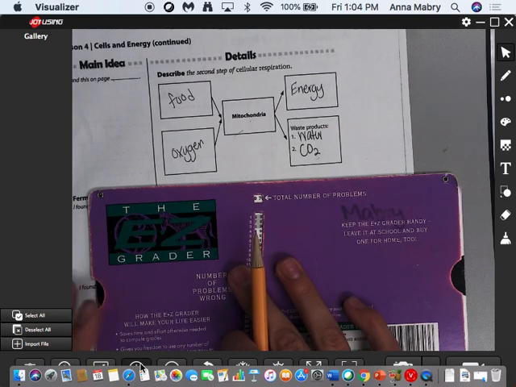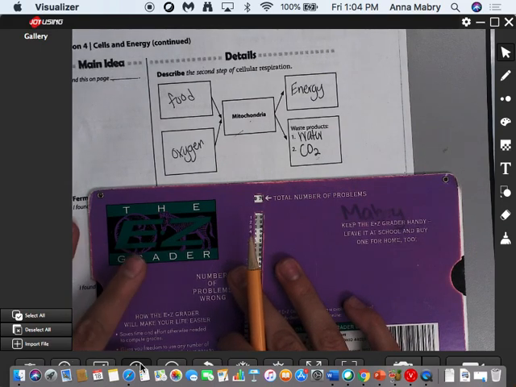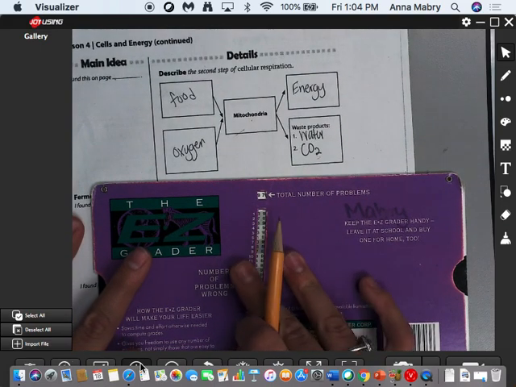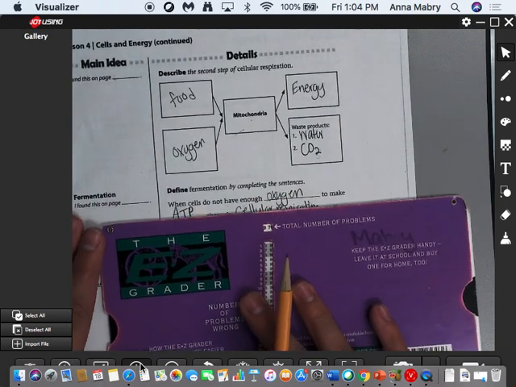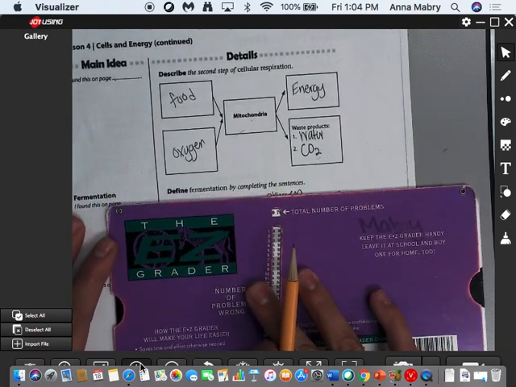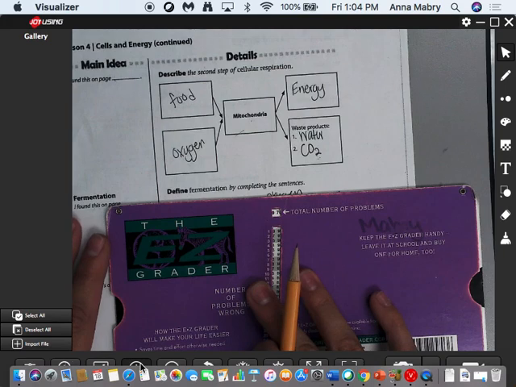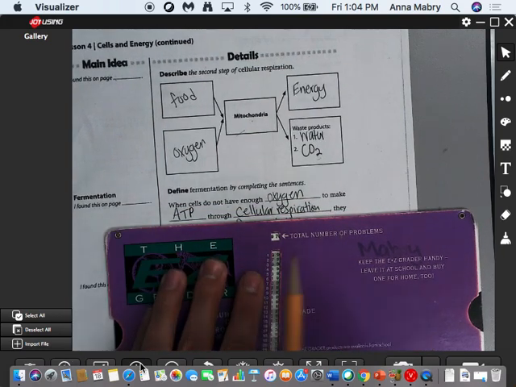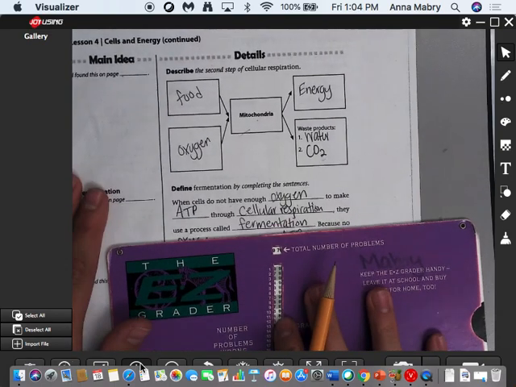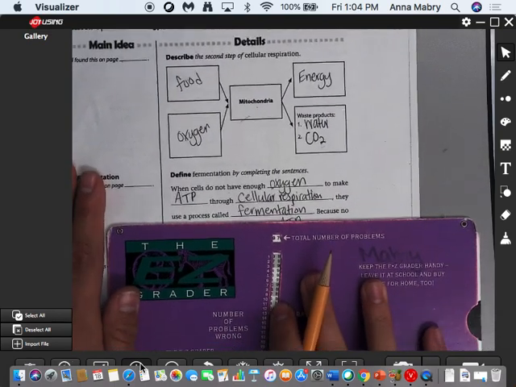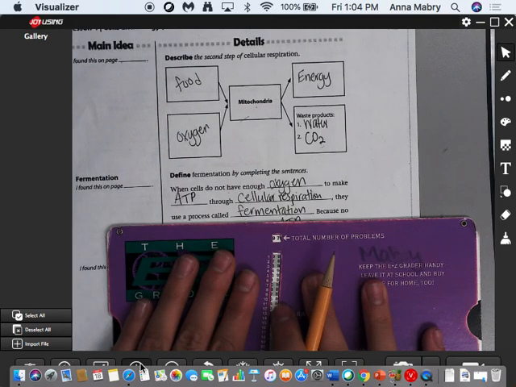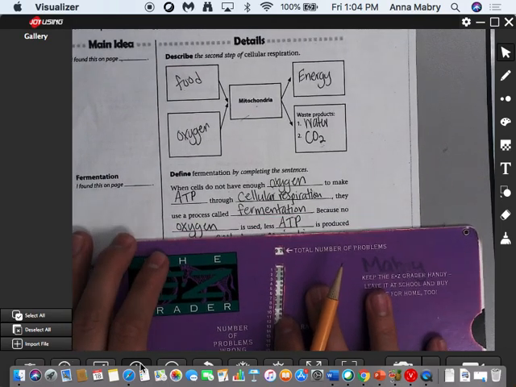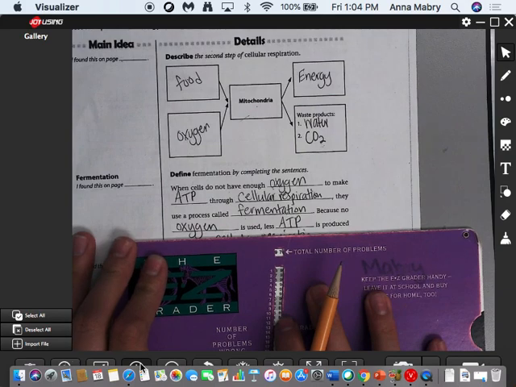When cells do not have enough oxygen to make ATP through cellular respiration, they use a process called, someone besides Ryan, fermentation, because what's not available? Oxygen is not available, and less ATP is produced than in cellular respiration. So that's all of that.